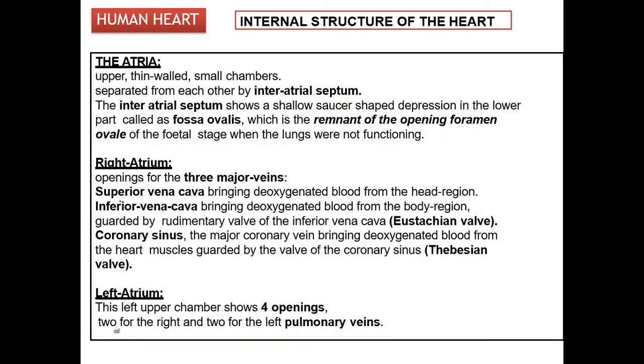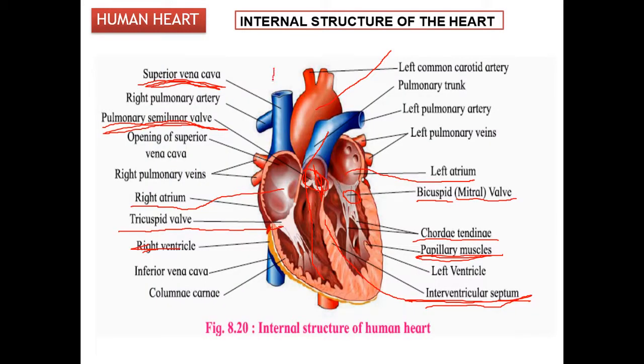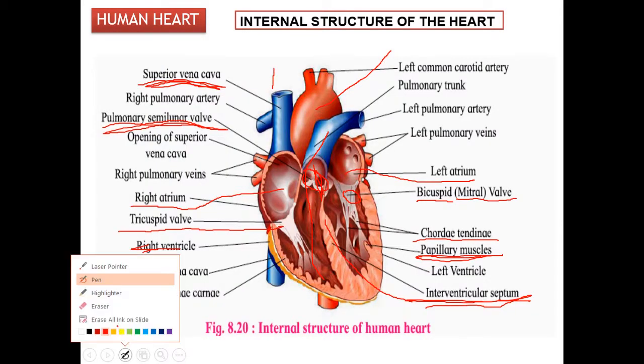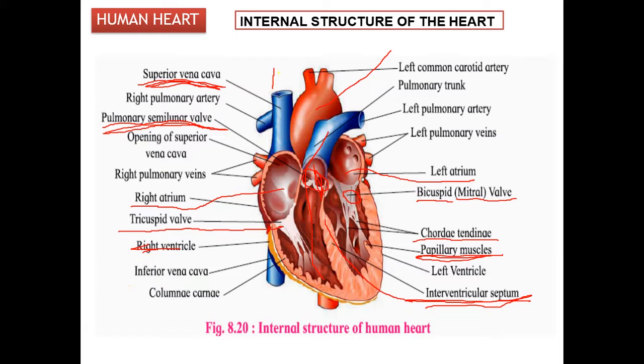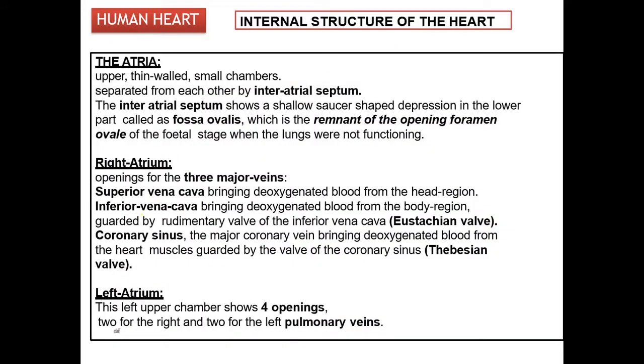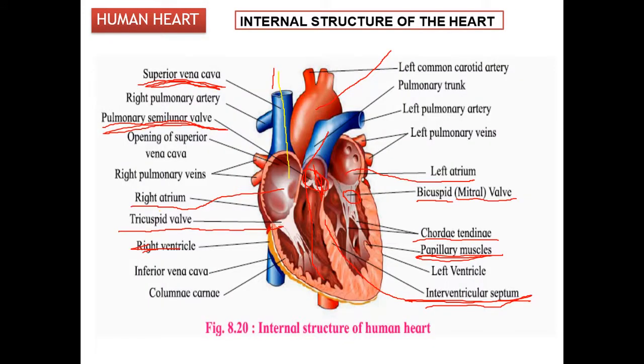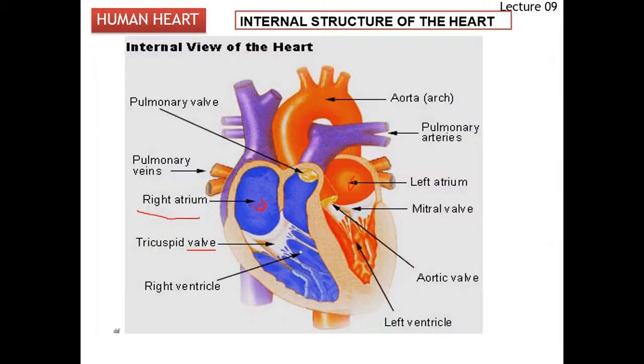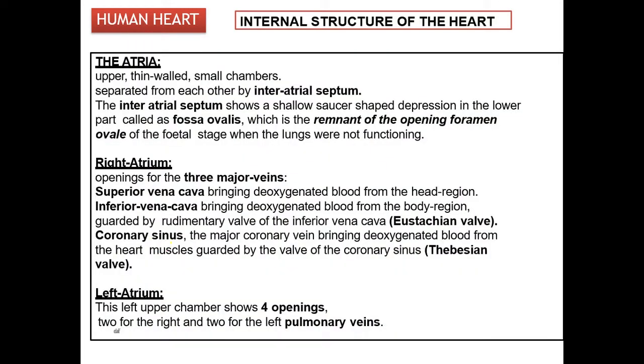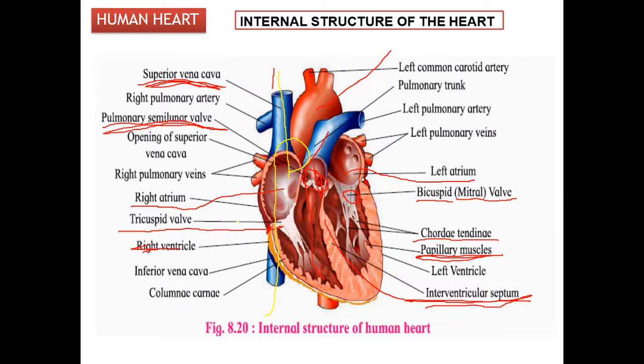The first one is the superior vena cava. The superior vena cava opens into the right atrium. The inferior vena cava, you can see here also, comes from behind and opens into the right atrium. The third one is the coronary sinus. What is the coronary sinus?